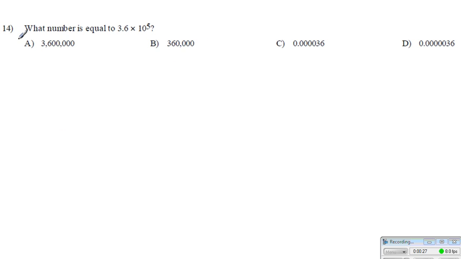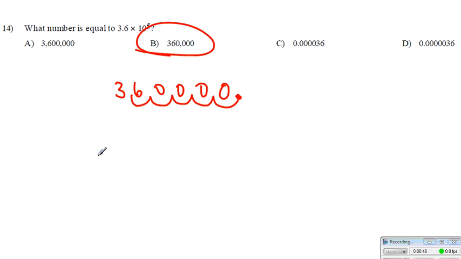Alright, let's look at number 14. Here, when you have 3.6 times 10 to the 5th power, all you have to do is move the decimal point 5 times to the right. 3, 4, 5. And we fill the rest of them with a 0, so we are looking at 3, 6, and 4 zeros following right after, which will be choice number B once again.